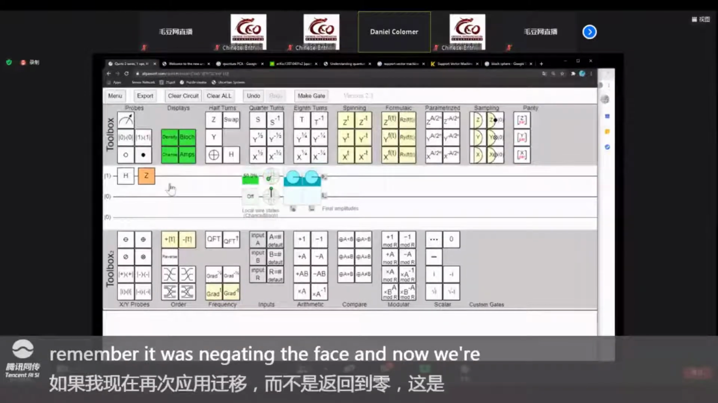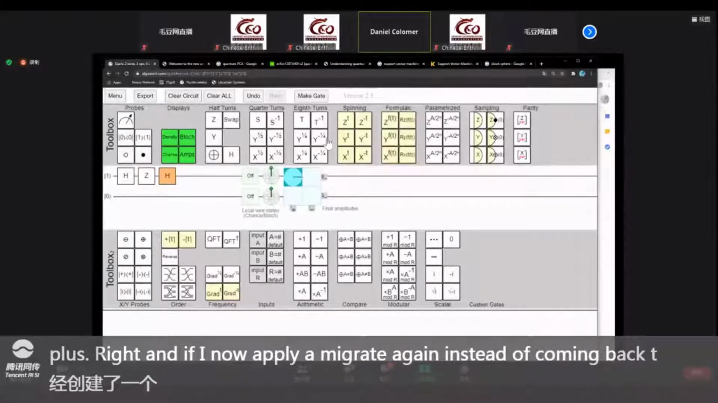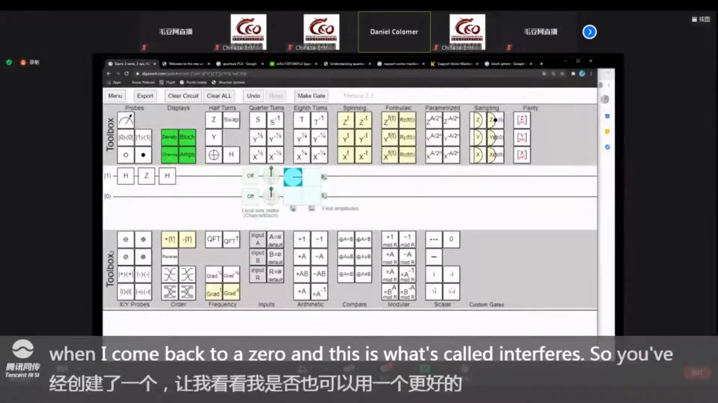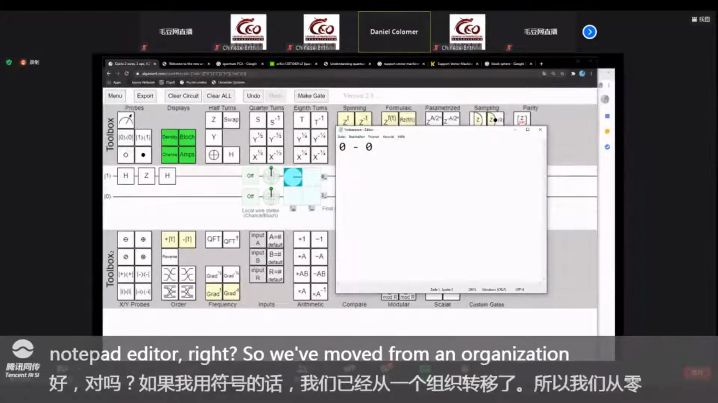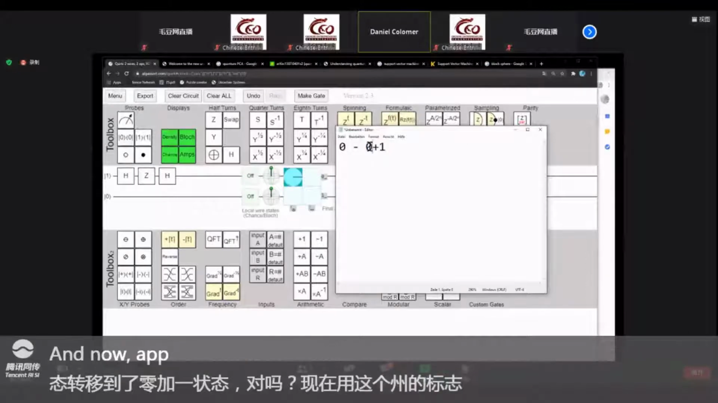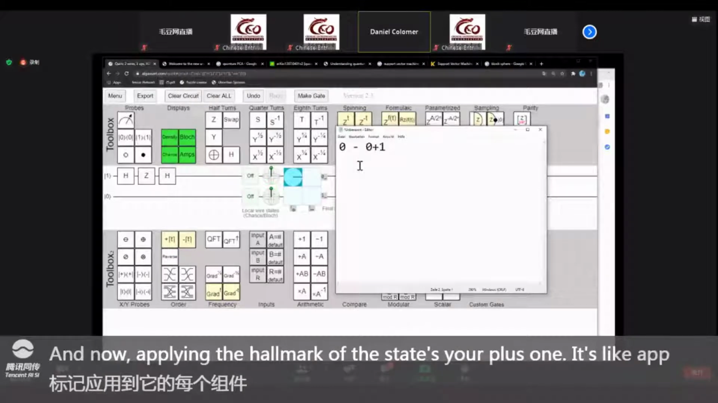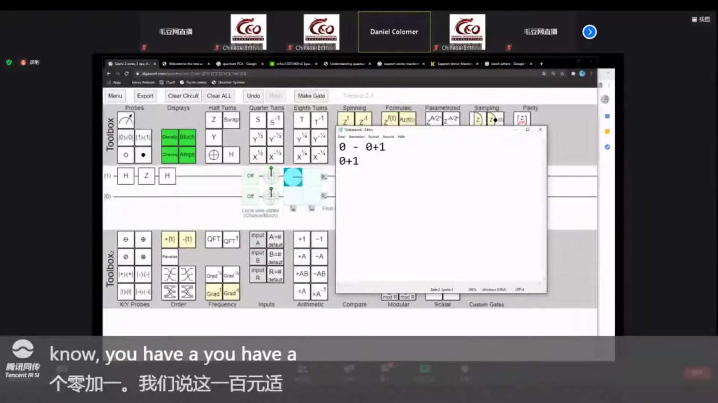So you've basically created, let me see if I can also show you better in a simple notepad editor, right? So we've moved from, and I'm going to simplify the notation, we've moved from the state 0 to the state 0 plus 1, right? And now applying the Hadamard to the state 0 plus 1, it's like applying the Hadamard to each of its components, right? So you have a 0 plus 1, and we said that the Hadamard applied to the 1 state gives you a 0 minus 1, right?